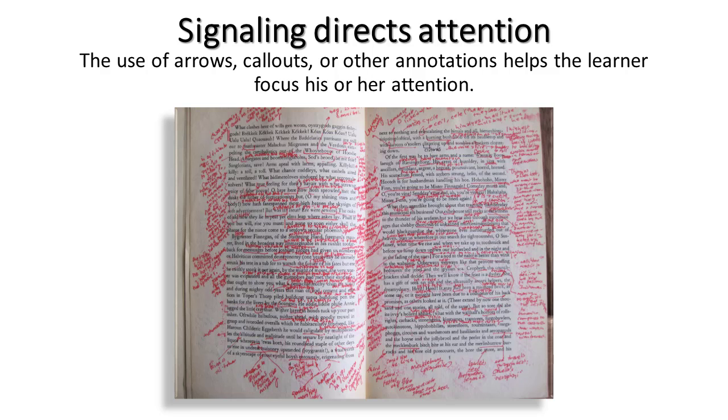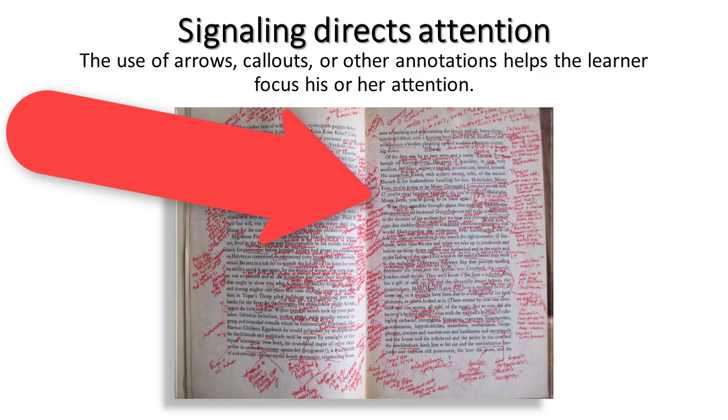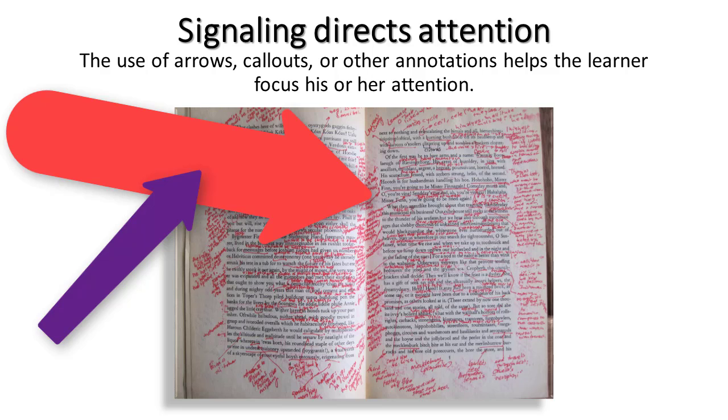The signaling or cueing principle suggests that some arrows, callouts, or other annotations can help learners. The image here is an example of what not to do. And did you see what I did there? I put this arrow to call your attention to the figure. And then did you see what I did there? I put this arrow to highlight the first arrow.